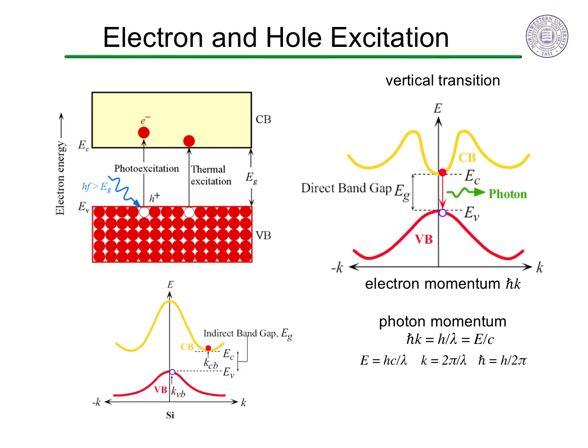An electron excitation across an indirect band gap is not a vertical transition, so it requires another particle, typically a phonon, for momentum conservation, making the process more complicated and therefore less probable.